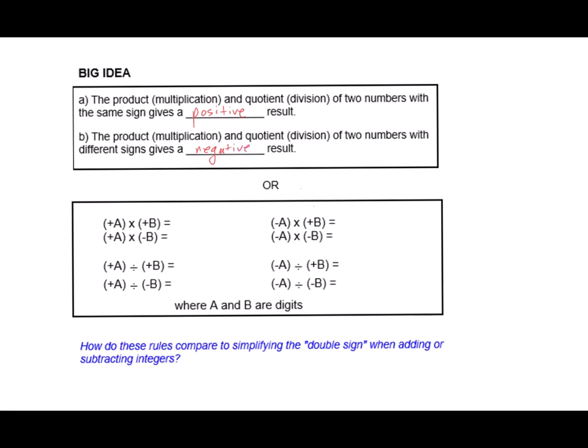Now, let's simplify the chart below. Make sure it's in your notes. Plus A times plus B gives us just AB, which is positive AB. The next one, plus A times negative B gives us minus AB. Now, minus A times plus B gives us minus AB. Minus A times minus B gives us positive AB. And the same can be said about the chart below with division.